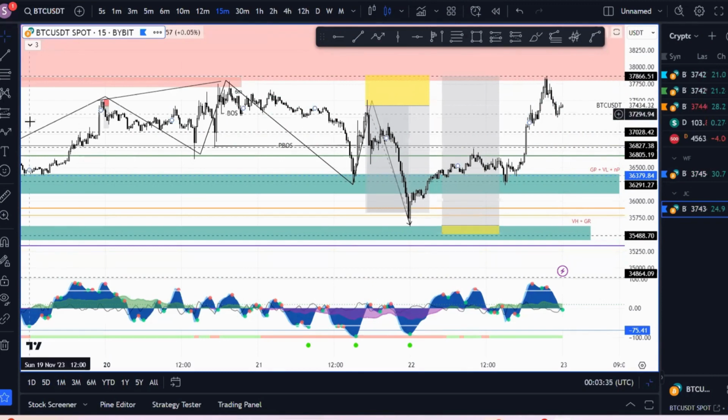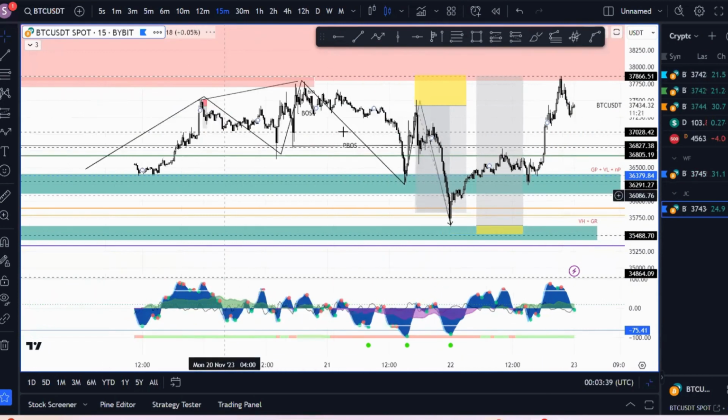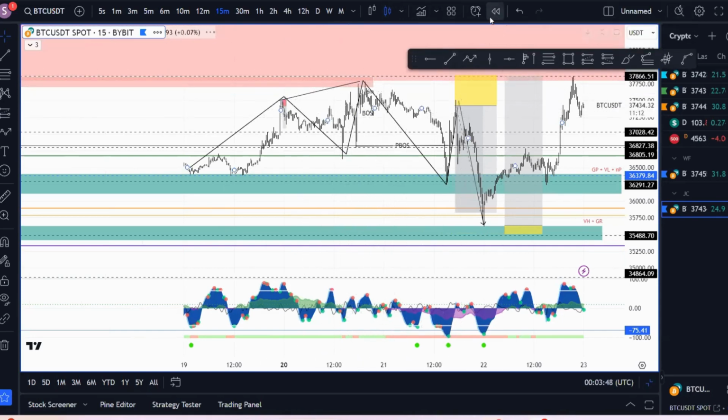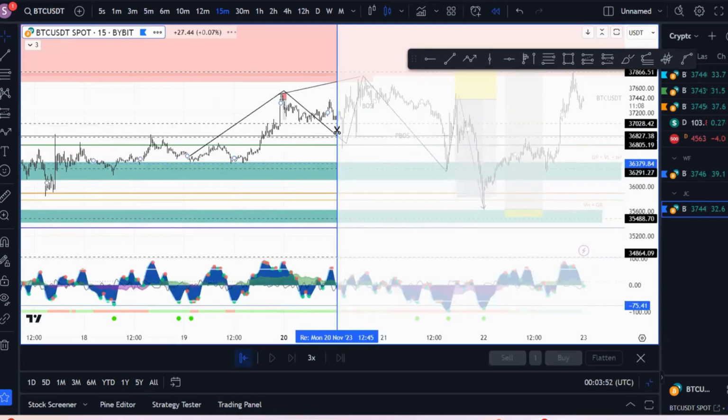Just a quick overview to see exactly how our trade's gone. If we remember this time yesterday, we were looking at what Bitcoin's going to do about this region. Okay, so if we use the replay tool, let's just rewind to exactly where we were. And we were around here.